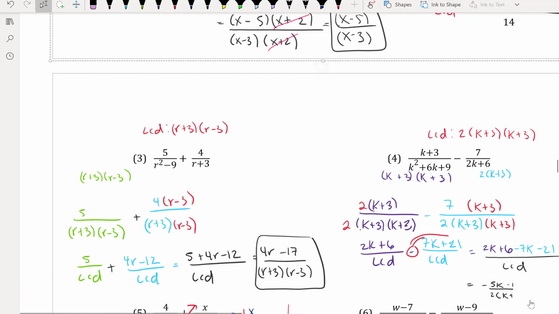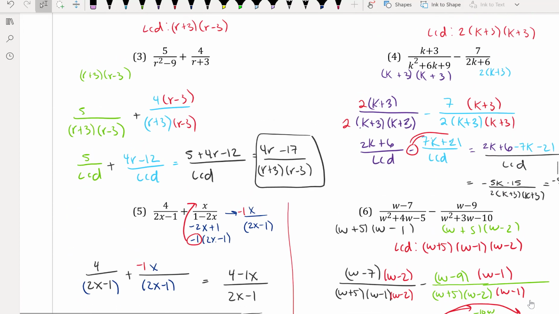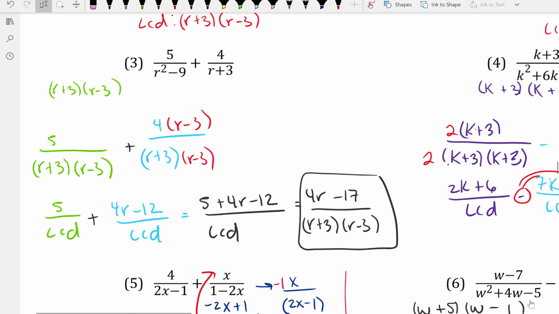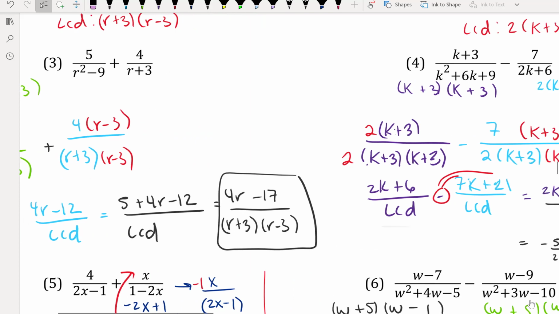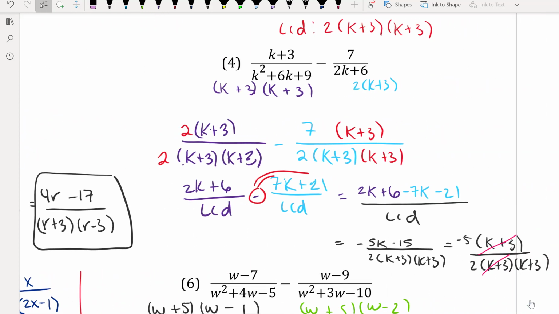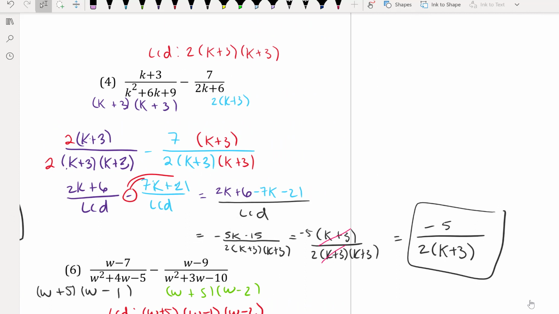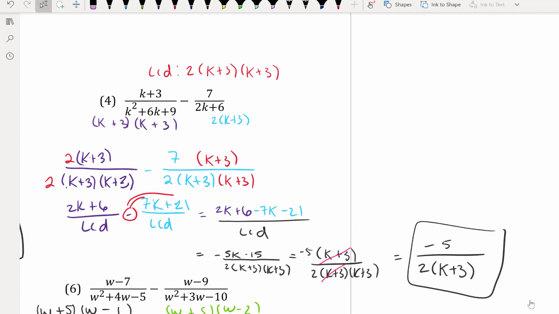So for number 3, I factored. I have my difference of squares for number 3. And so my final answer there is 4r minus 17 over r plus 3 and r minus 3. Okay, so for number 4, I factored as much as possible. Let's see if I can fit that on one page. Okay, here we go. So for number 4, I factored as much as possible.